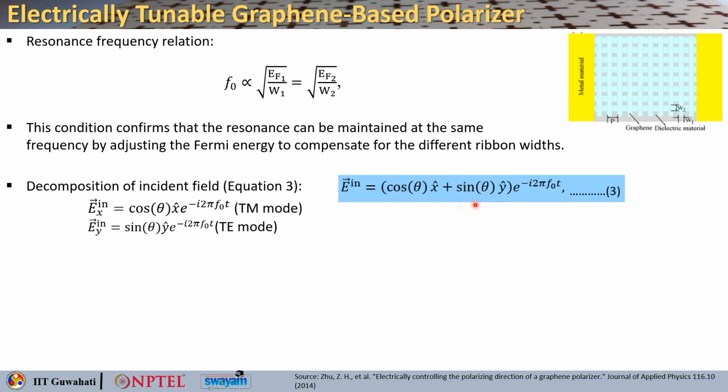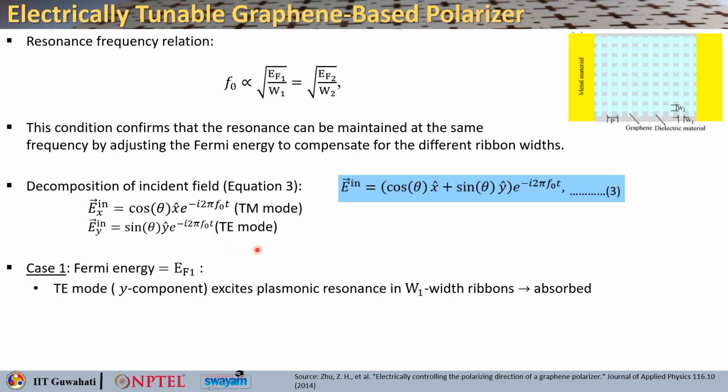Now, from the incident electric field, you can decompose it and find the fields that correspond to the TM mode and the TE mode. You can consider Ex incident equal to cos theta x cap e to the power minus i 2 pi f naught t, which corresponds to the TM mode. On the other side you can write Ey. These are the electric fields along x and y that correspond to the TM and TE modes respectively. So, Ey incident gives sin theta y cap e to the power minus i 2 pi f naught t, and that is the TE mode.